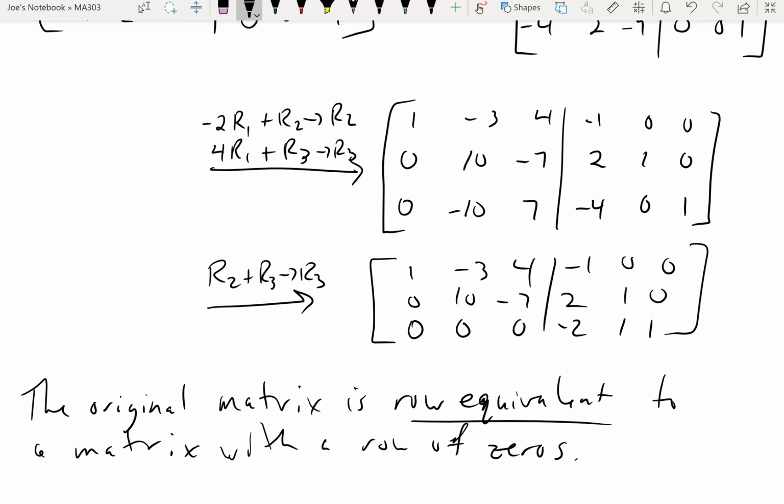So you should be doing the ones first and then the zeros. That's what I would always do, the ones first and then the zeros. That's how I would do it, especially if you're doing it on your calculator anyway, because then the fractions will mess you up.